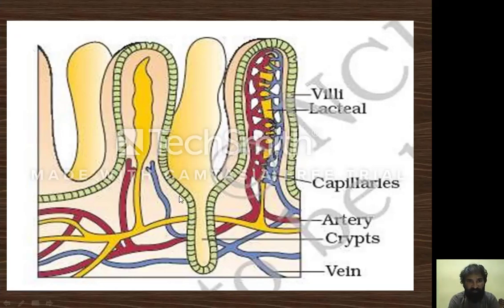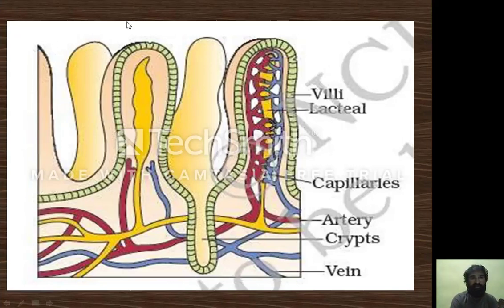So many finger-like projections are produced towards the inner side of the small intestine, which are called villi. These villi are highly supplied with blood vessels. The blood vessels are blood capillaries, and these blood capillaries form a network, forming arteries and veins. The food passes through that.